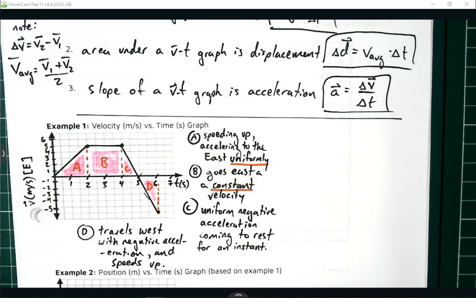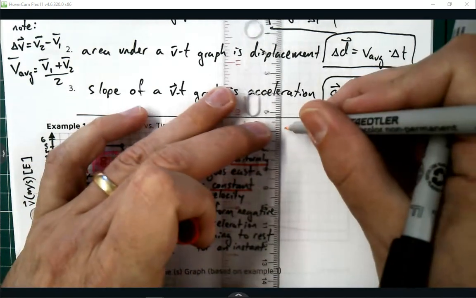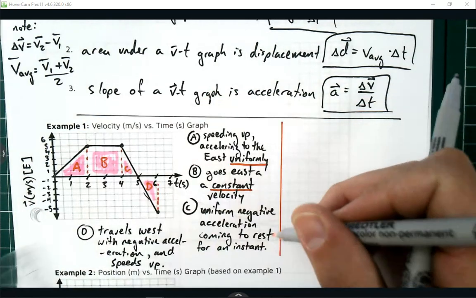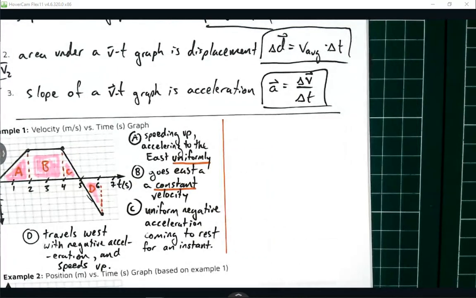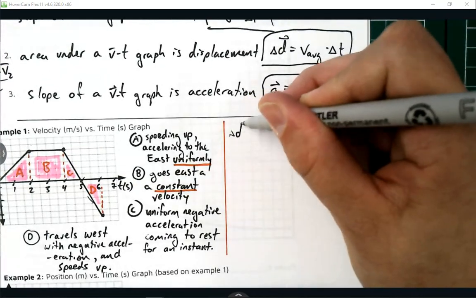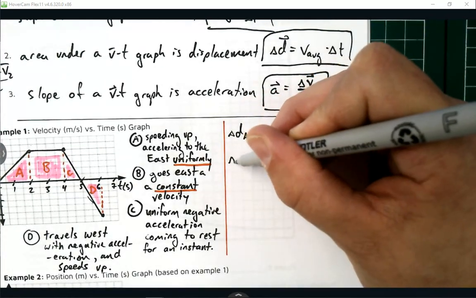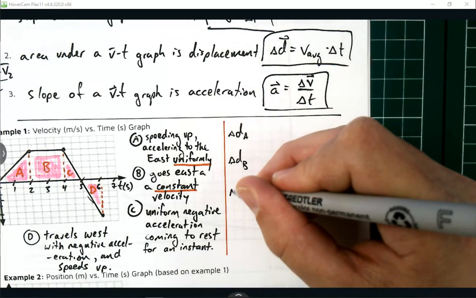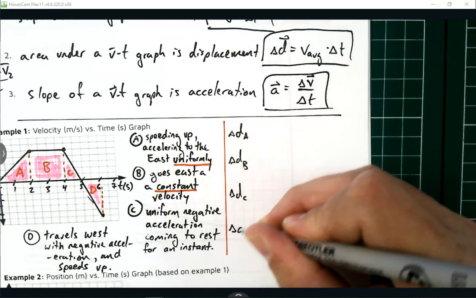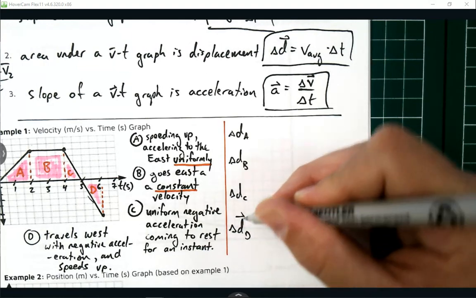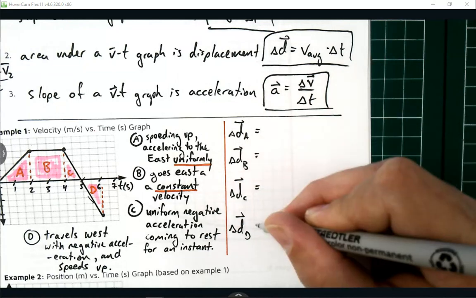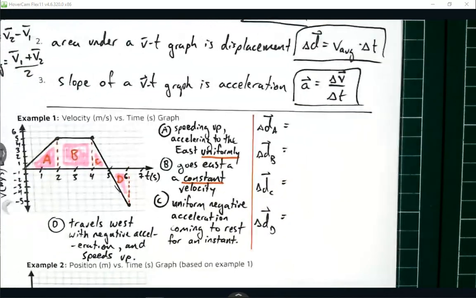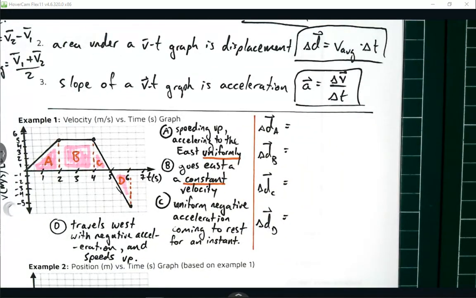Now, what I want you folks to do in terms of math, could you take a minute, and we've already shaded these in, could you folks please try to find delta dA, delta dB, delta dC, and delta dD. Let's figure out how far and in what direction they went for those shaded areas. Okay, and I think from a video recording point of view, I'm going to pause here. I'm going to give you guys some time to work.